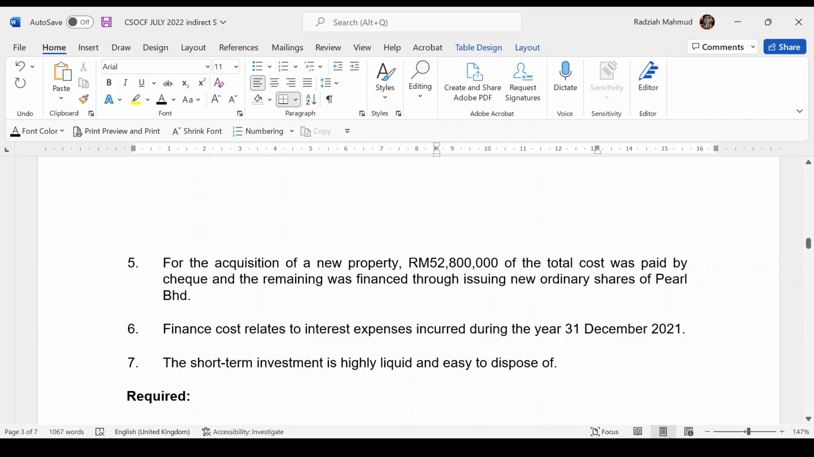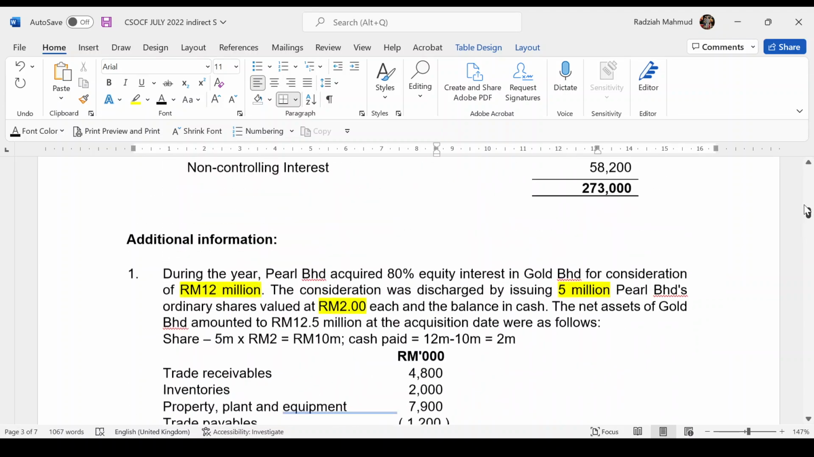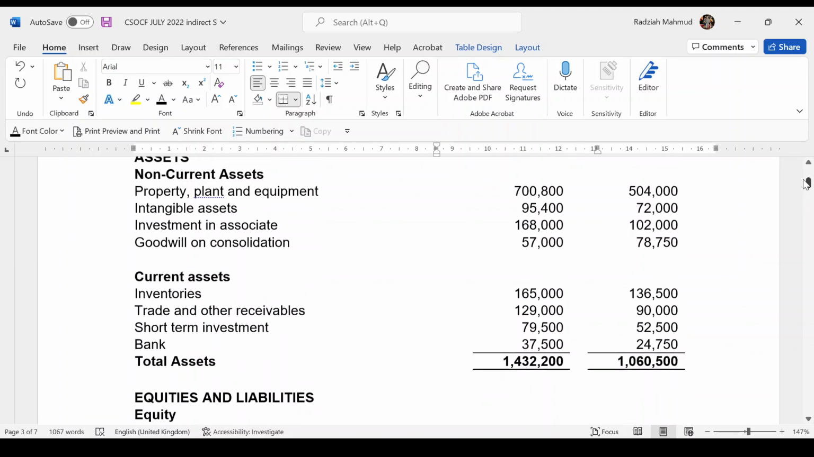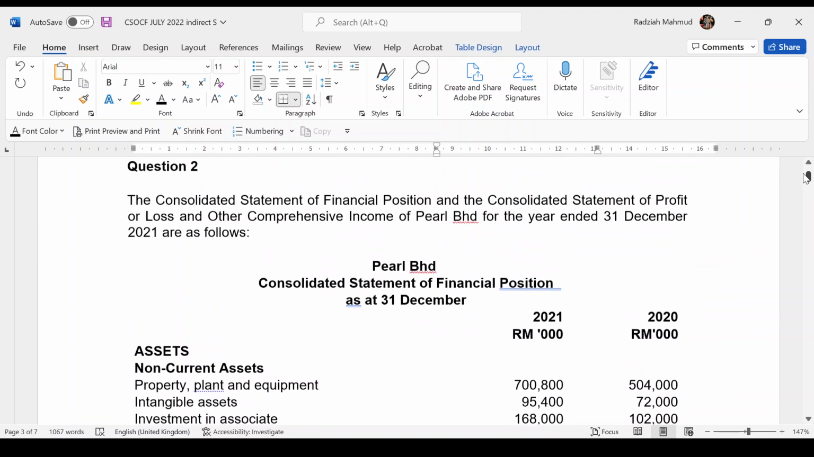Okay, we have finished looking at the additional information. So now we will start looking at the items in the consolidated statement given. Since in this question we are given the consolidated SOPL first, I will start with the consolidated SOPL first. Some of the items have been considered.